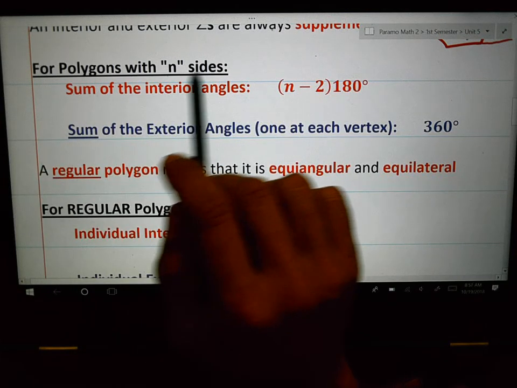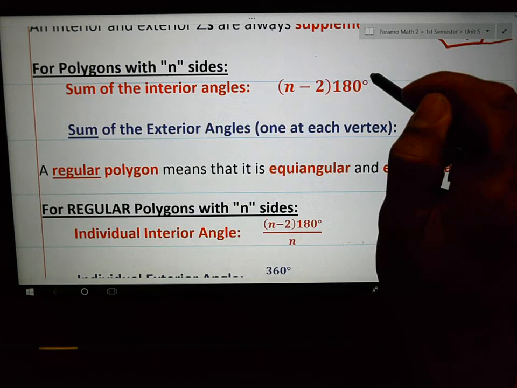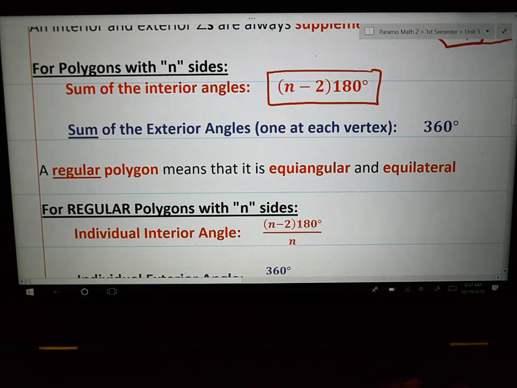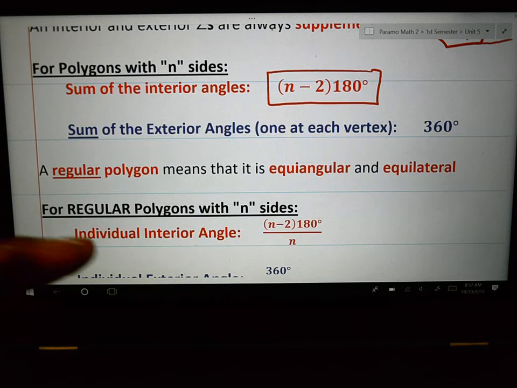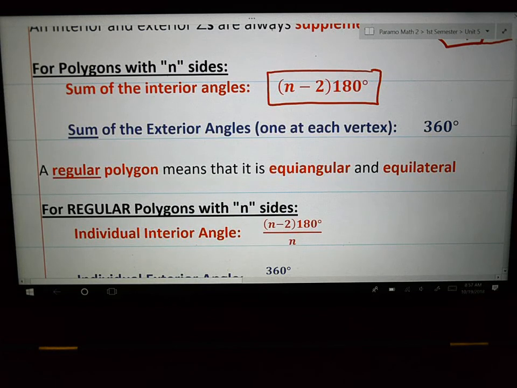For a polygon with n sides, the sum of the interior angles of a polygon is n minus 2 times 180. We figured that out on our investigation worksheet. Meaning, if I want to know what the sum of all the angles are, all I have to do is subtract 2 from the number of sides and multiply by 180, because it's based off of the number of triangles inside that polygon.